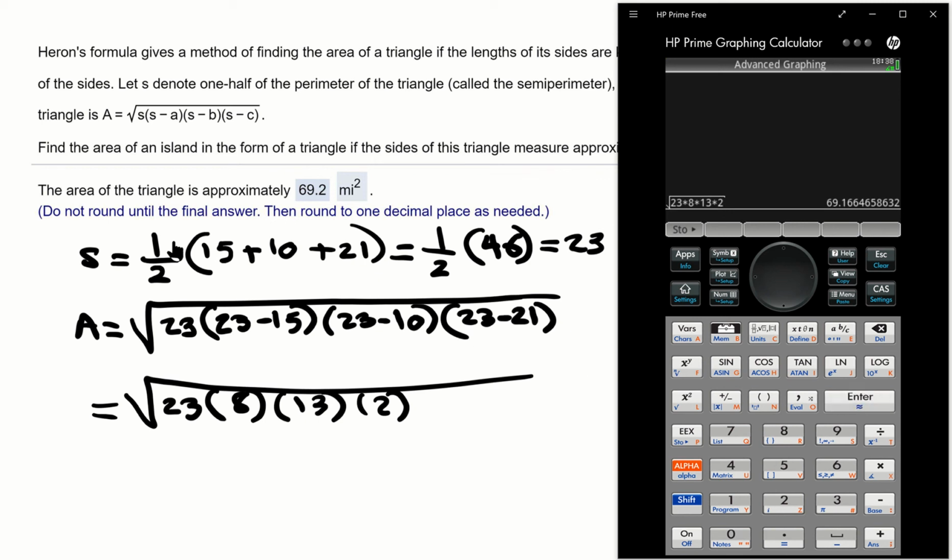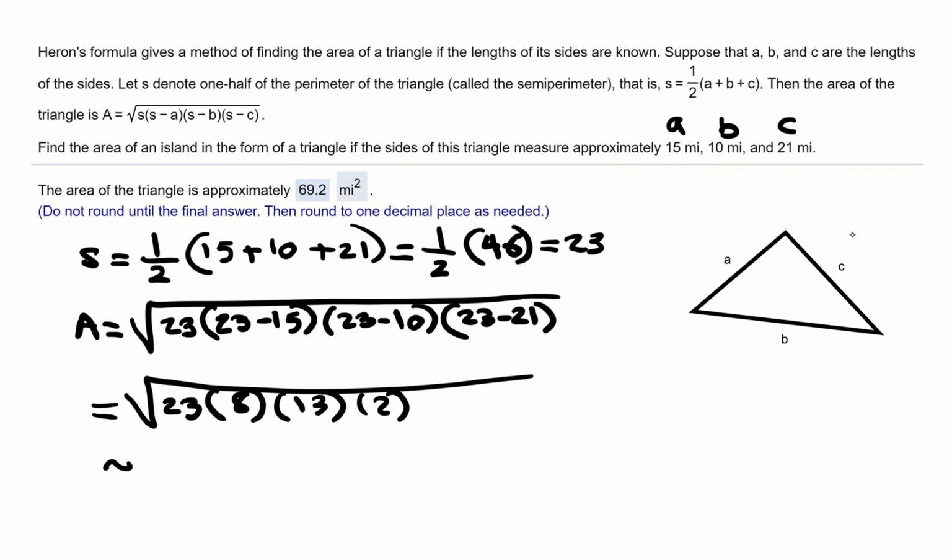Now they want us here to round to the 1 decimal place. So that's going to be right there, the ones digit, but we have to look to the right. That's 5 or higher, so we have to round up. So the 1 becomes 2. And we can drop the rest because they're after the decimal point. So we get approximately 69.2 square miles. And that's a quick application of the wonderful Heron's formula that lets us find the area of a triangle without knowing its height.